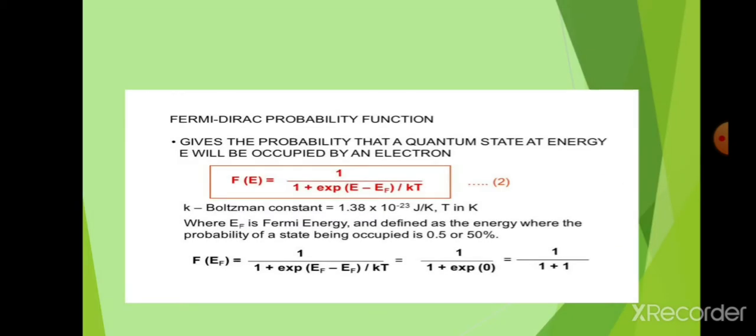The probability that an electron occupies an electronic state with energy E is given by the Fermi-Dirac distribution function, which is also called the Fermi distribution function, as we have shown in this equation in red. The Fermi distribution function Fe is given by 1 divided by 1 plus exponential of E minus EF by kT. Here K is the Boltzmann constant, T is the absolute temperature in degrees Kelvin, and EF is the energy of the Fermi level. The Fermi energy is the energy at which the probability of occupation by an electron is exactly half.